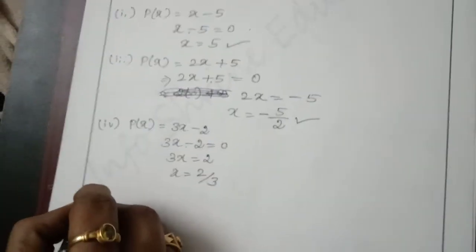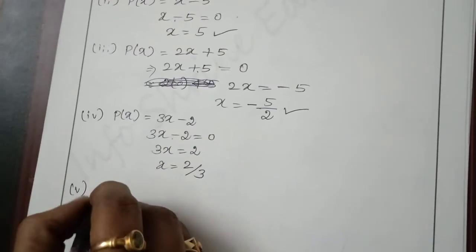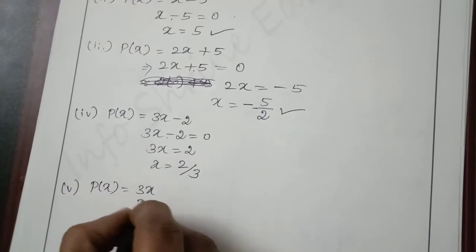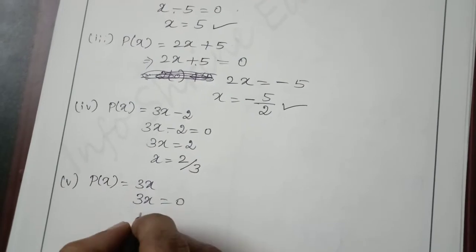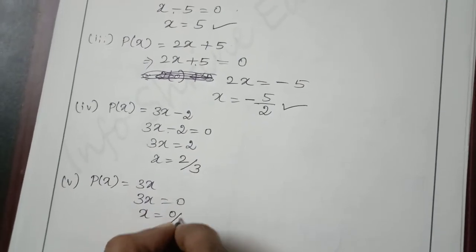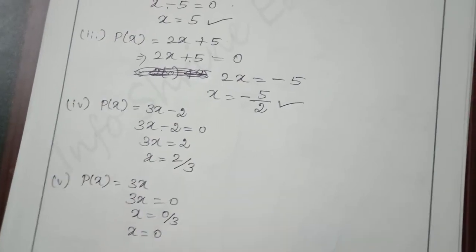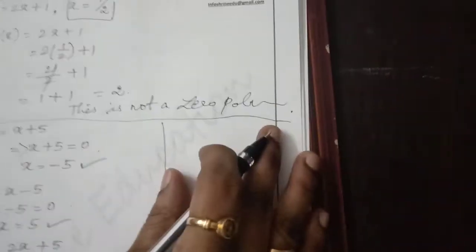And the fifth one, what we have is P of x is equal to 3x. So 3x is equal to 0. So x is equal to 0 by 3. Zero divided by anything is equal to 0.